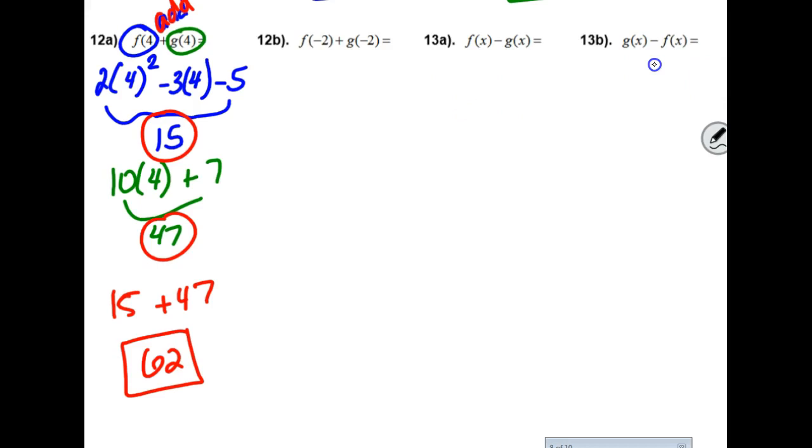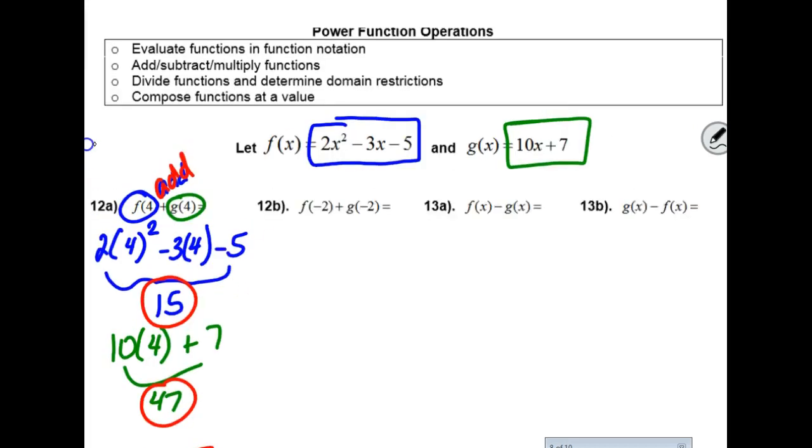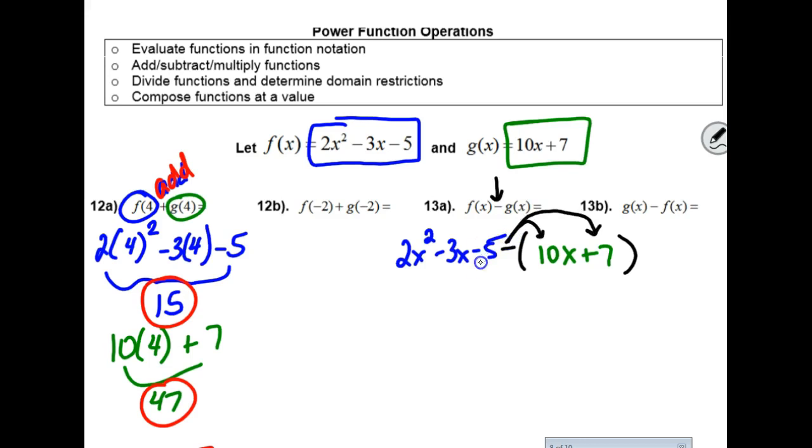13a, however, I'm a little nervous about this one, just because I'm always nervous about subtraction of functions because of the distribution. So I'm going to write f of x first, which is 2x squared minus 3x minus 5, and then we need to subtract, and then I get really nervous here, so I'm going to go ahead and put parentheses around the g function, which is 10x plus 7. Because we're subtracting the function, and I used parentheses, I'm going to remember to subtract both parts of that green function. In fact, I might just rewrite it. 2x squared minus 3x minus 5. This is now a minus 10x minus 7.